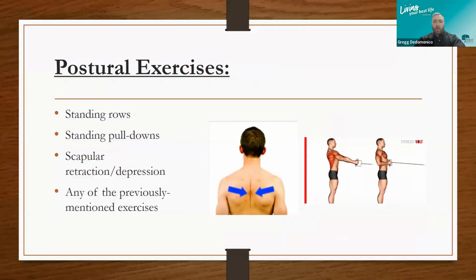Some postural exercises are included on this slide. Some standing rows, standing pull downs with the bands, scapular retractions as pictured here on the left, or any of the previously mentioned exercises. It's important that we continue to sit up tall, squeeze the shoulder blades back to bias the middle and lower traps. This will allow the upper trap to achieve a little bit of rest and allow for these active muscles, which are normally put into dysfunction, to participate.